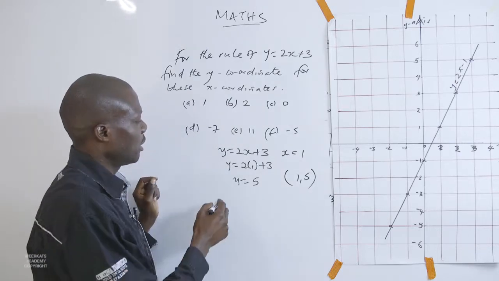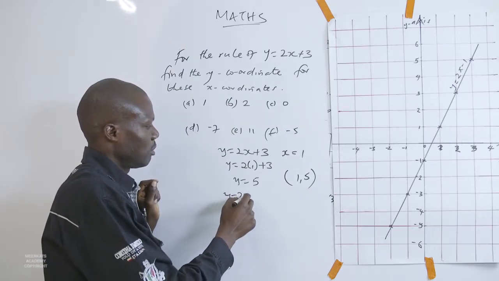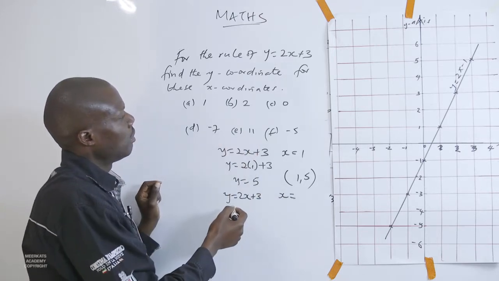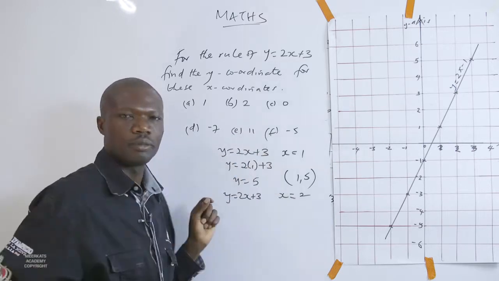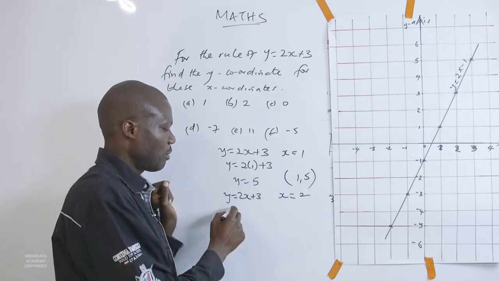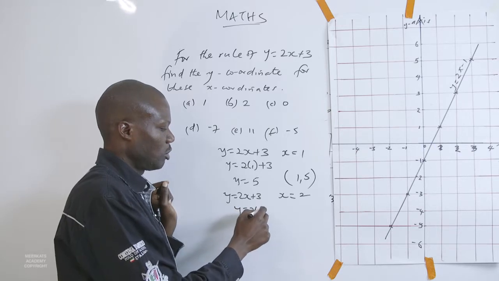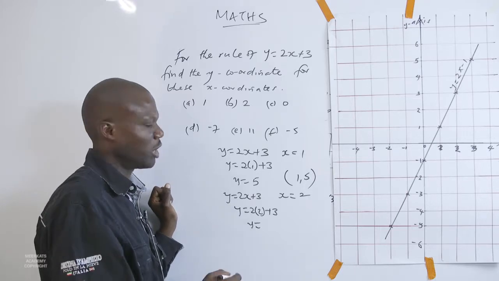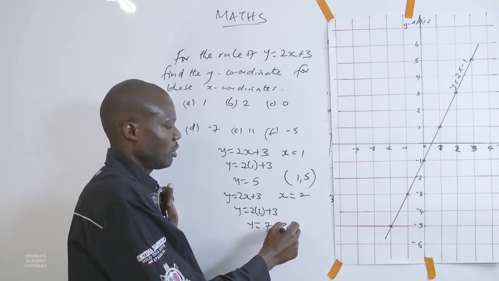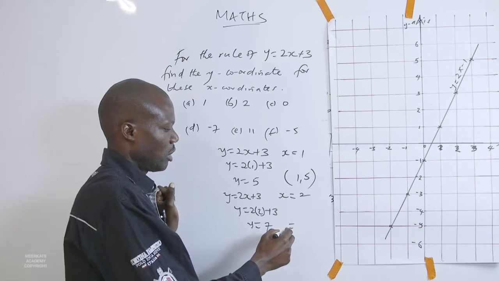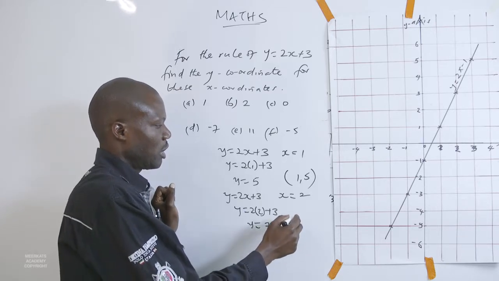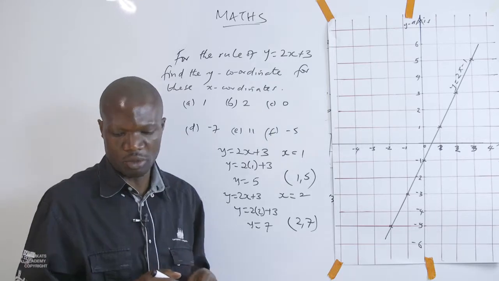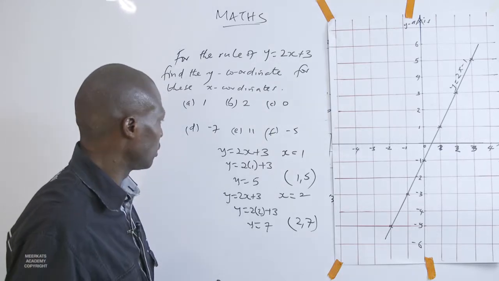For the second rule, x is 2, then we shall have y is equals to 2 into 2 plus 3. Y is equals to 2 times 2 is 4 plus 3 is 7. So we are going to have the coordinate here as 2, 7. So the substitution matters so much.